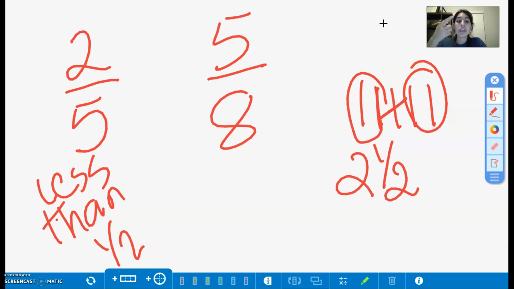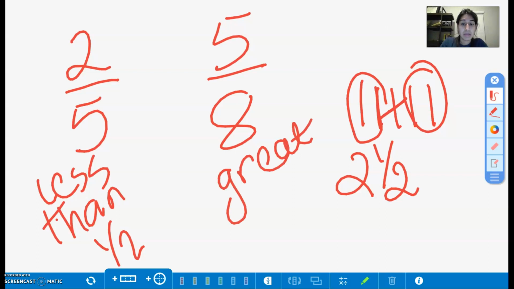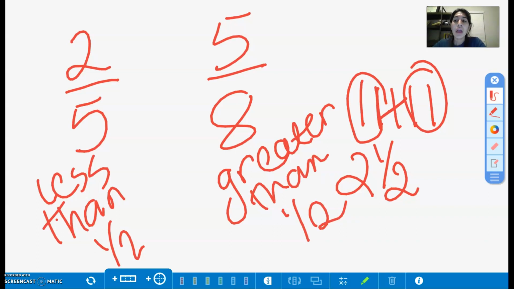Okay, so then you've got to go look at that numerator and ask yourself, is that numerator greater than 4, which was a half, or is it less than 4? And if you said greater, you are correct. So 5 is greater than 4. 5 is greater than half of the denominator. So this is greater than 1/2.